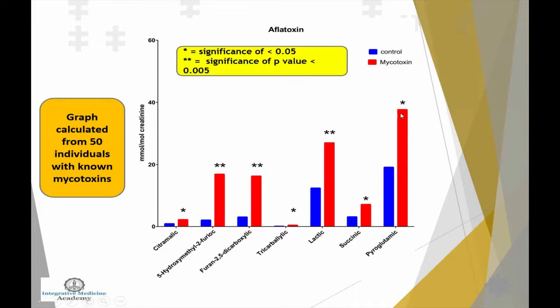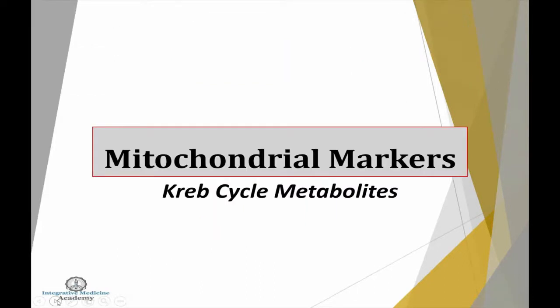You might see an elevation of pyroglutamic. Pyroglutamic is the marker in the indicators of detoxification section that's linked to a glutathione deficiency. But the lactic acid could be an indicator of that. Okay, so a good idea to correlate the mycotox test as well with the OAT.